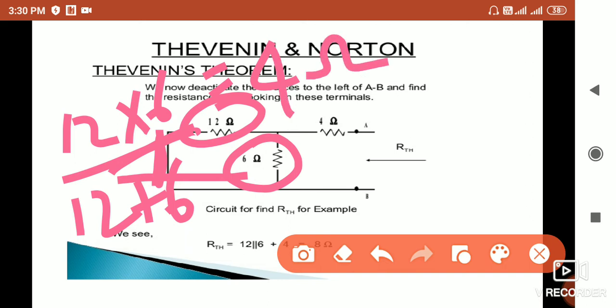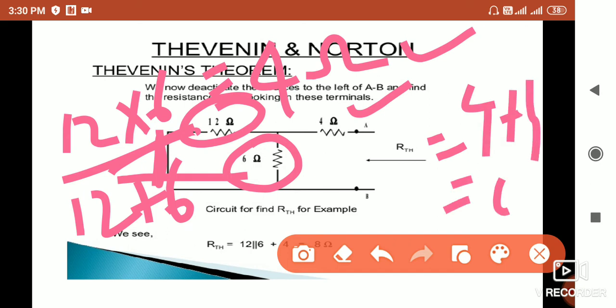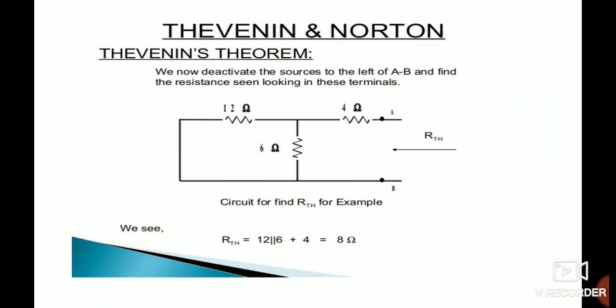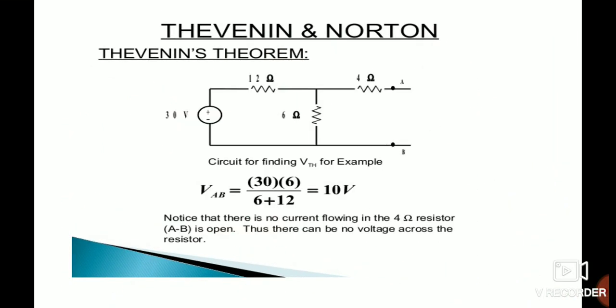After calculating 12 and 6 ohm, there comes the 4 ohm, and then this 4 ohm and 4 ohm will be in series. So total RTH will be 4 plus 4, that will be 8 ohm. This 8 ohm is equal to the RTH. So it is very easy to find the RTH.